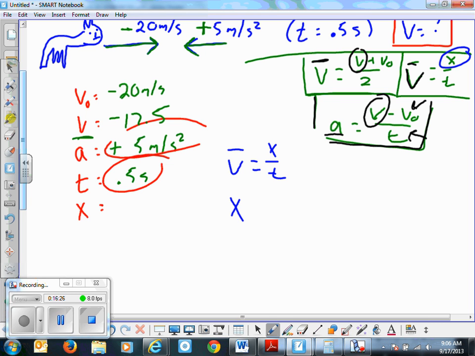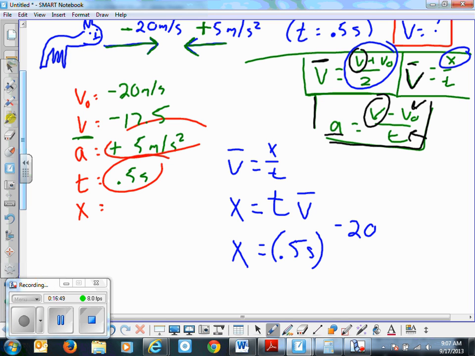Solve for x. If you do your physics homework, then you x out the TV, which means you don't sit there and watch TV all night. Our time is 0.5 seconds. Our average velocity can be described as this. So we can just substitute that in right away. And we see that it's negative 20 plus negative 17.5, all divided by 2.